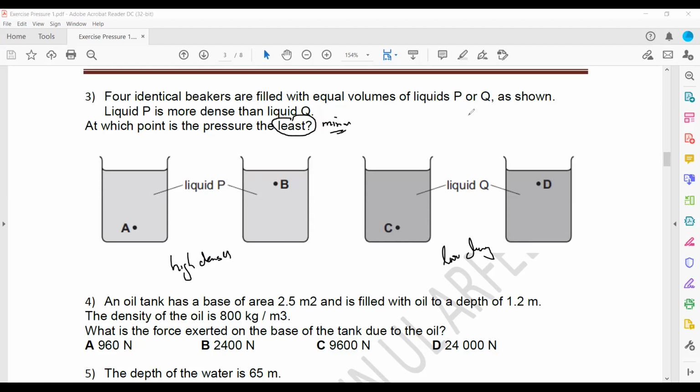So we know the pressure exerted by the liquid increases with the density, and the pressure exerted by the liquid increases with the depth. So if we want the least pressure or minimum pressure, first, it should have the least density and it should have the least depth. So first, the least density: it cannot be A or B because it is a high density liquid. So you're left with C.